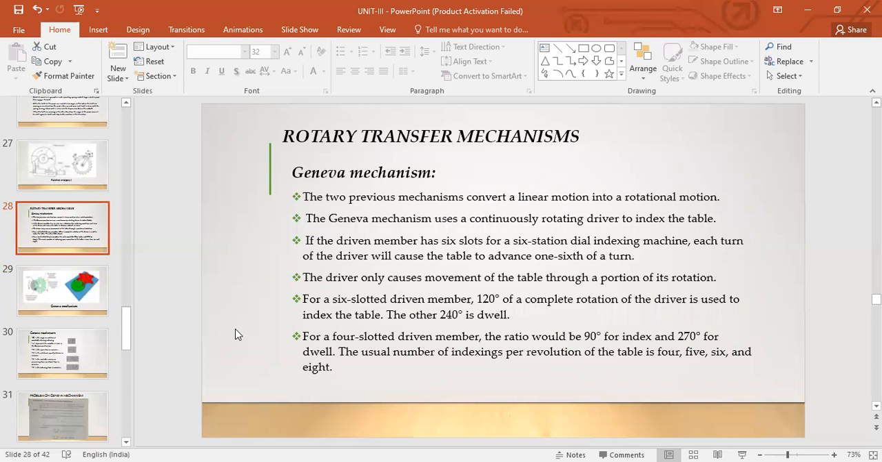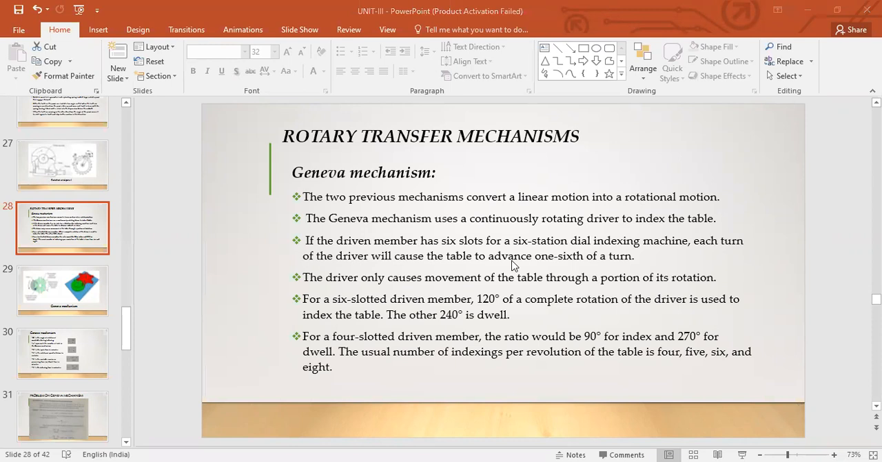Just to give you an idea, for a 4 slotted driven member, the ratio would be 90 for index, right? 4 slotted, 360 by 4 gets you 90. So each machine is at 90 degrees, and 270 degrees for dwell. The usual number of indexings per revolution of the table is 4, 5, 6, and 8. So indexings per revolution of the table are generally this much. The slots depend on these indexings.